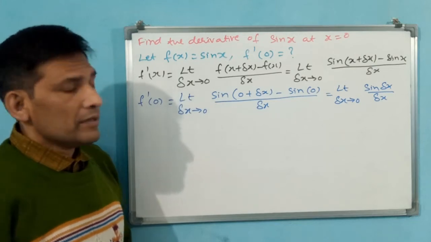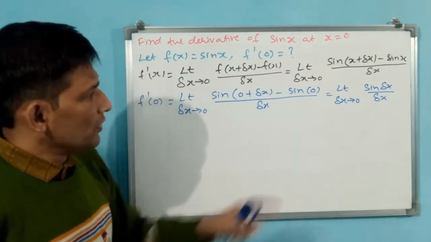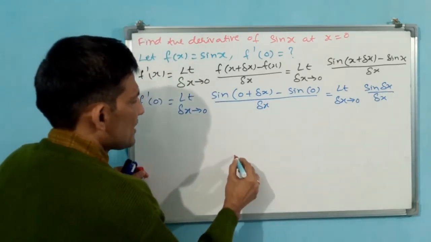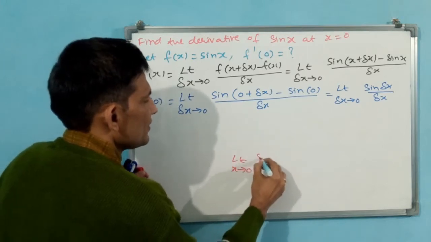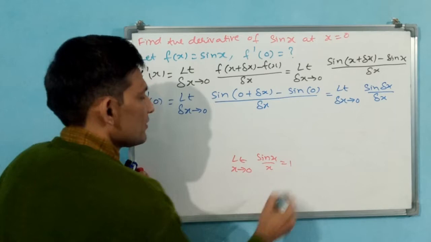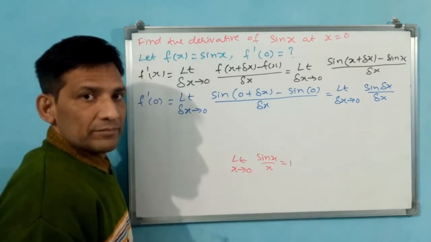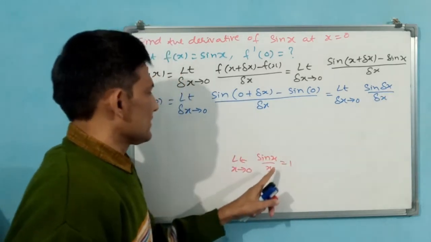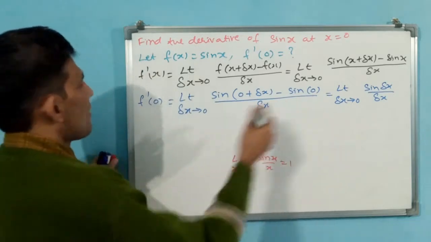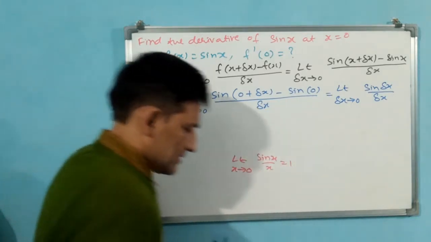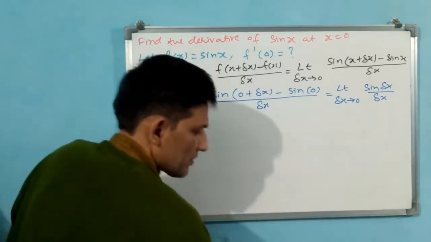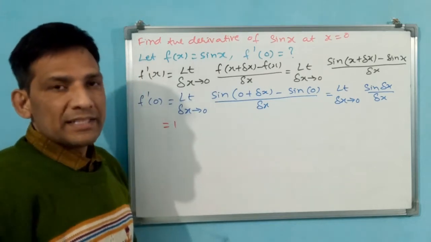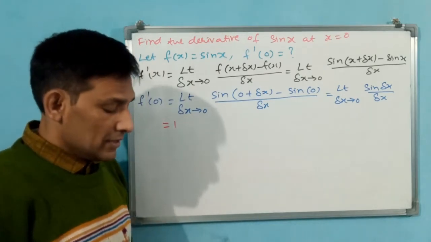Now you tell me, what will be the answer? Do you apply 0 by 0? No, we know one formula. What is that formula? The limit as x tends to 0 of sin x by x is equal to 1, as per the sandwich theorem. If you compare this, delta x with x, the answer is 1. The final answer is 1: the derivative of sin x at x equal to 0. Keep that in your mind.